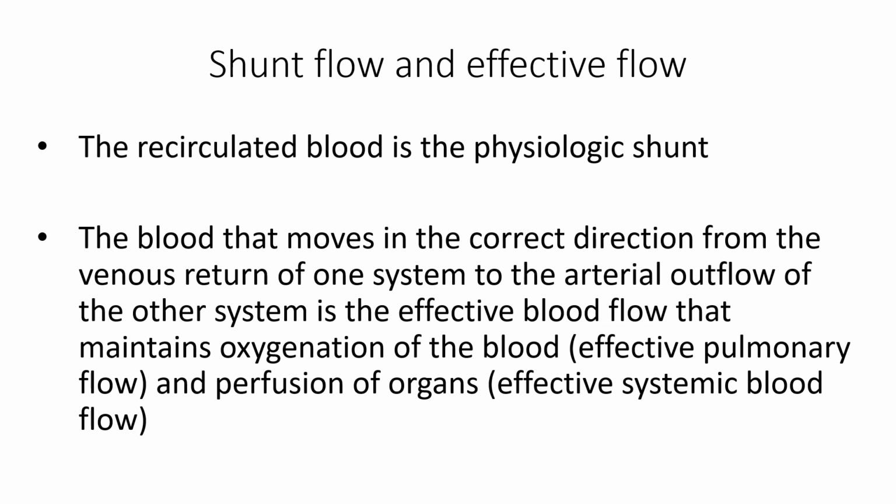Of course, it is obvious that the effective blood flow is the blood flow that is normal, that keeps the blood saturated by going to the lung, and that keeps the systemic side of the body perfused with oxygen. So this is the normal effective blood flow. But the other part that missed the way is the shunted blood, which is ineffective blood flow.